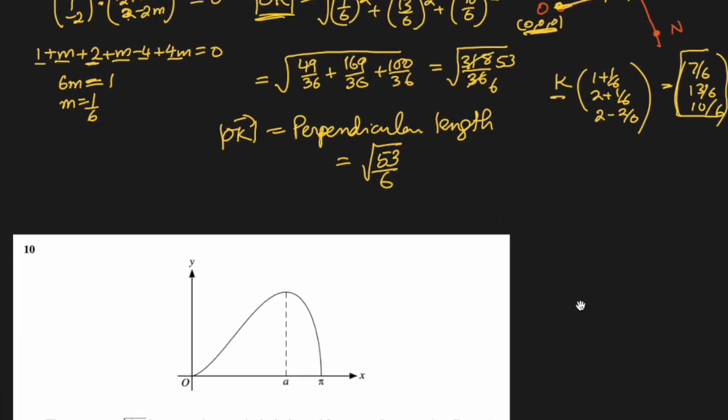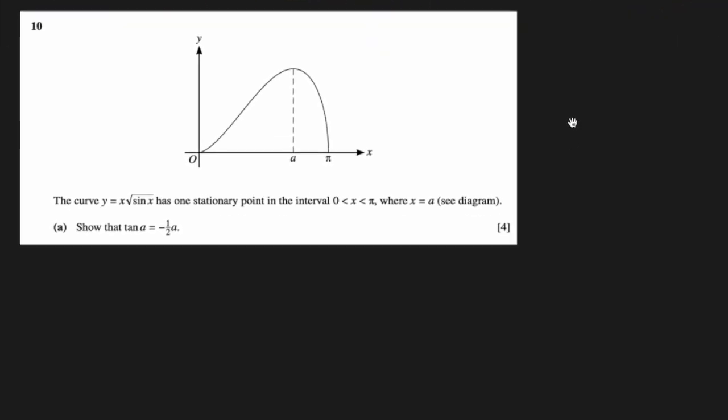Okay, question number 10 and the last of the exam. The curve y = x√(sin x) has one stationary point. They're confirming it in the interval from 0 to π. We can see in the graph also, this is the stationary point where x is equal to a. Show that tan a is equal to minus half a.